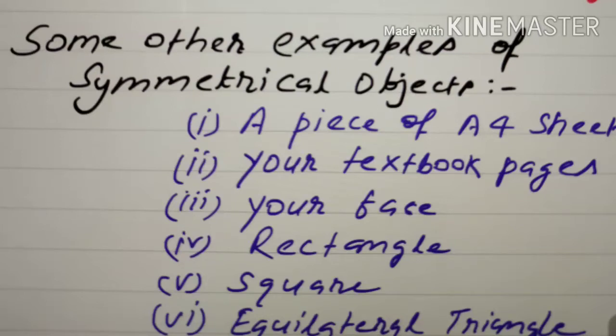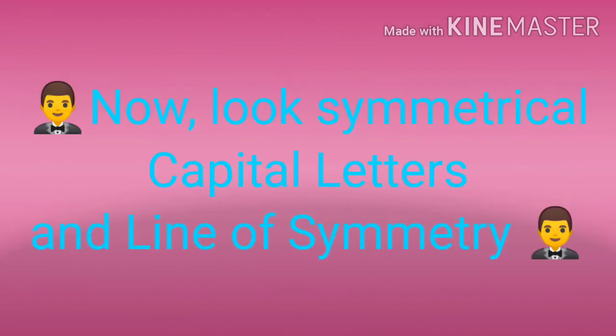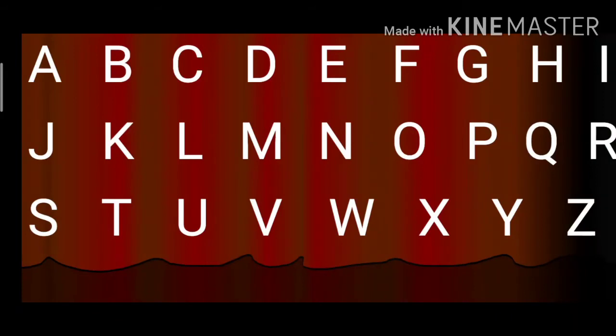Now look on your mobile screen. The symmetrical capital letters and the line of symmetry of these letters. Here you can look at the capital letters of the English alphabet from A to Z. Here you can look at 26 letters from A to Z. You can look at the red dotted line by which the mirror halves or line of symmetry will be represented on your English letters.